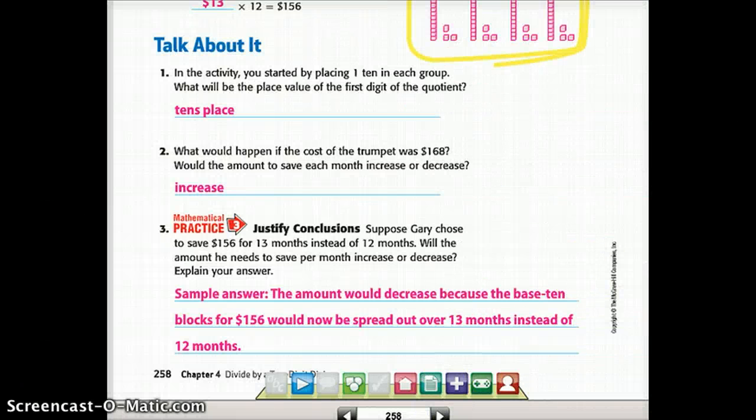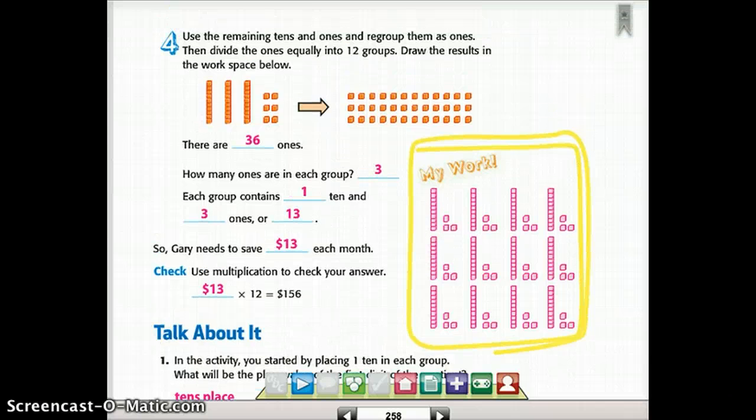So let's go to the next page. Okay, so we have to turn those 3 tens into ones, right? Because we can't split the 3 tens up into 12 groups equally. So we have to turn those into ones. That would be 30 ones, and then we have the original 6 ones. So now we have 36 ones that we have to divide into 12 groups. So they worked it out here, and what they found was that there were 3 ones in each group. So every group ended up with 1 10 and 3 ones, so 13.